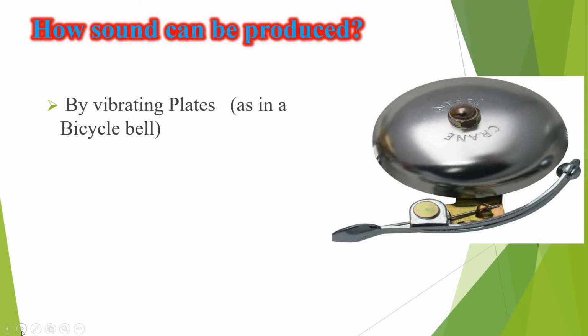Next is by vibrating plates, as in a bicycle bell. When we ring a bicycle bell and touch it gently with our fingers, we will find that the ringing bicycle bell, which is producing a sound, is shaking back and forth continuously. We say that the bicycle bell is vibrating. Now if we hold the ringing bicycle bell tightly with our hands, it stops vibrating and the sound also stops coming. From this, we conclude that sound is produced by the vibrating bicycle bell.